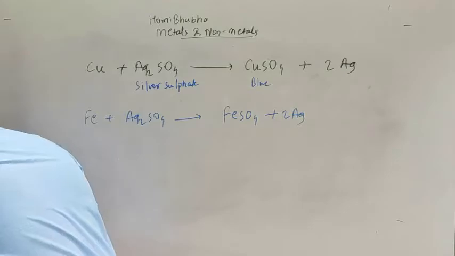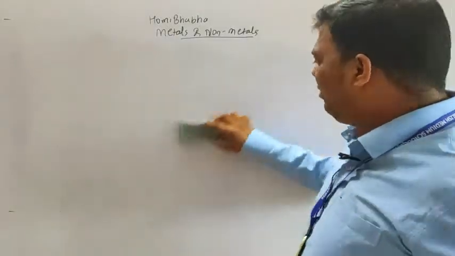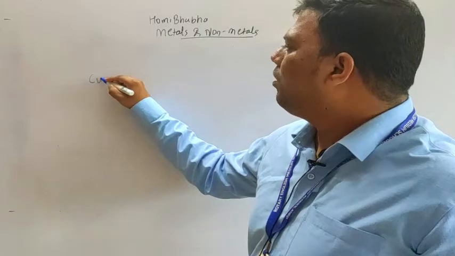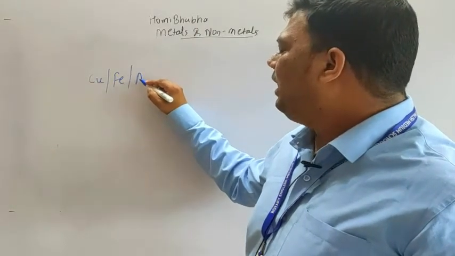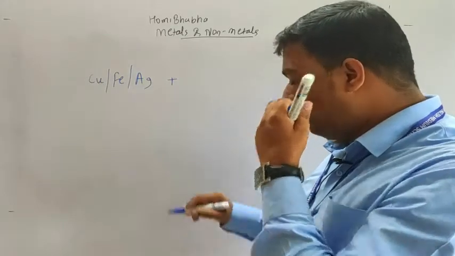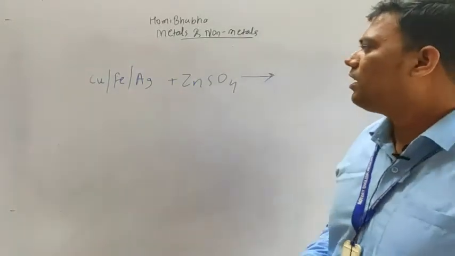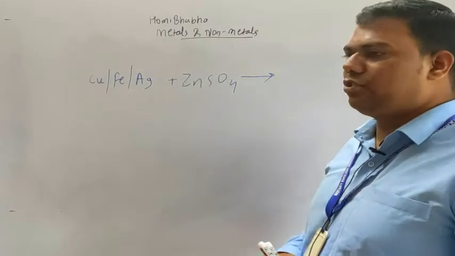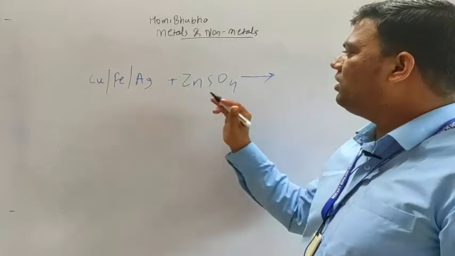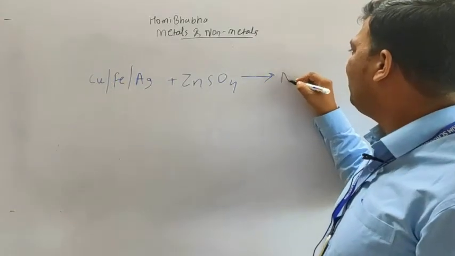Now we will see some extra examples and some exceptional cases, I mean cases in which no reaction will occur. Suppose you took copper, iron and Ag, and they react with ZnSO4. Will a reaction occur or not? As you know from our reactivity series, zinc is more reactive, so they can't displace it.